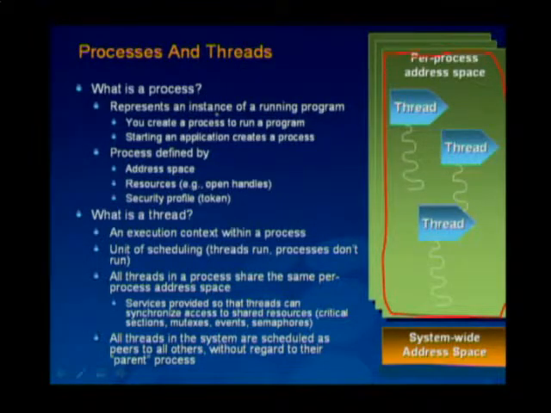So that's just a quick description of the model: processes and threads. Processes define a private address space, a set of resources that we're going to look at later called the open handle table, such as the open files, and also each process has a set of security credentials, which we're also going to look at, called the access token.